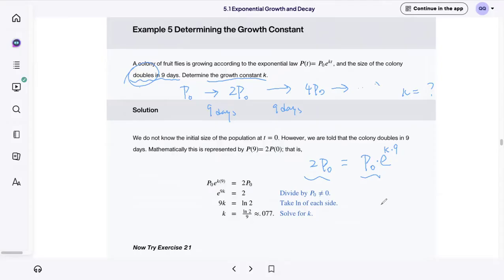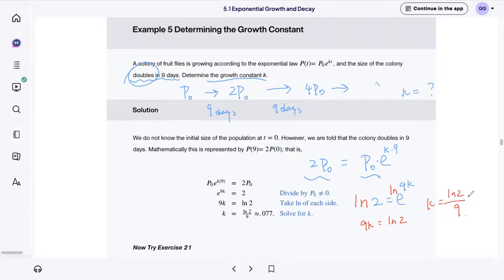The word doubles. So I can divide by P naught on both sides. So I get 2 equals e raised to 9K. And now you know how we solve exponential equations. We take ln on both sides. So 9K equals ln2, because in ln e to the 9K, the exponent comes up front, and ln e equals 1. 9K times 1, just 9K, equals ln2. Then we divide by 9. So K equals ln2 divided by 9.